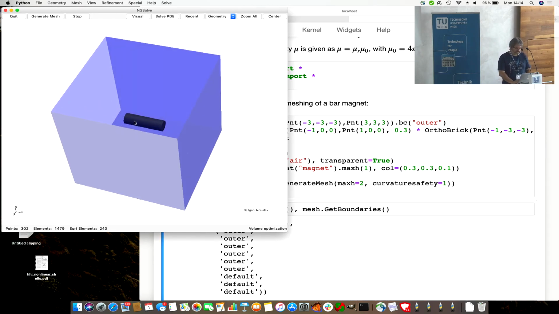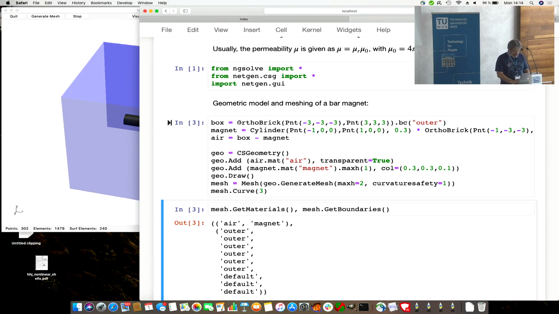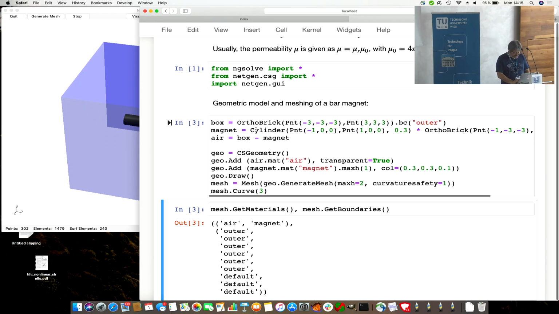Okay, we have a box with a cylindrical magnet in it. We can describe this by Netgen built-in constructive solid geometry. We have an ortho brick, give a boundary condition for the outer boundary. We have a magnet, what is an infinite cylinder described by 2 points and radius, cut with a brick again. Air domain is box minus magnet, so it's a simple CSG modeler here.